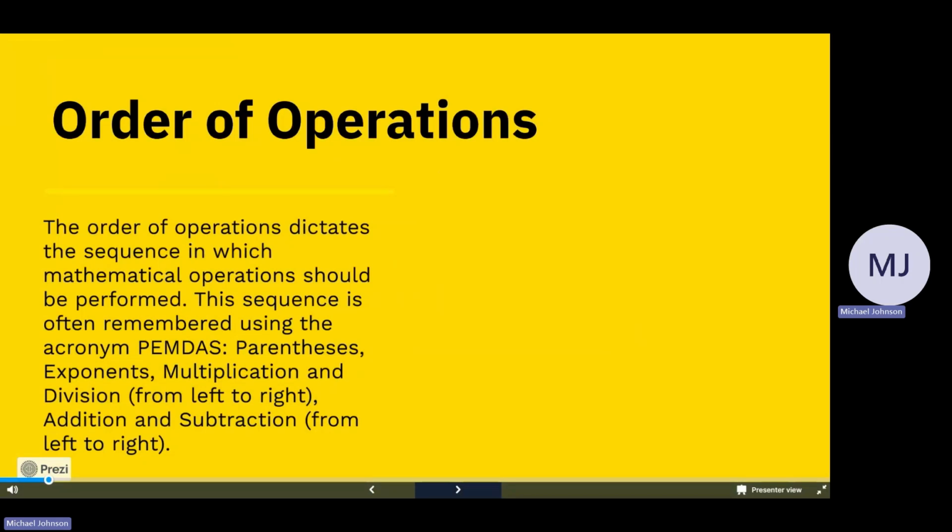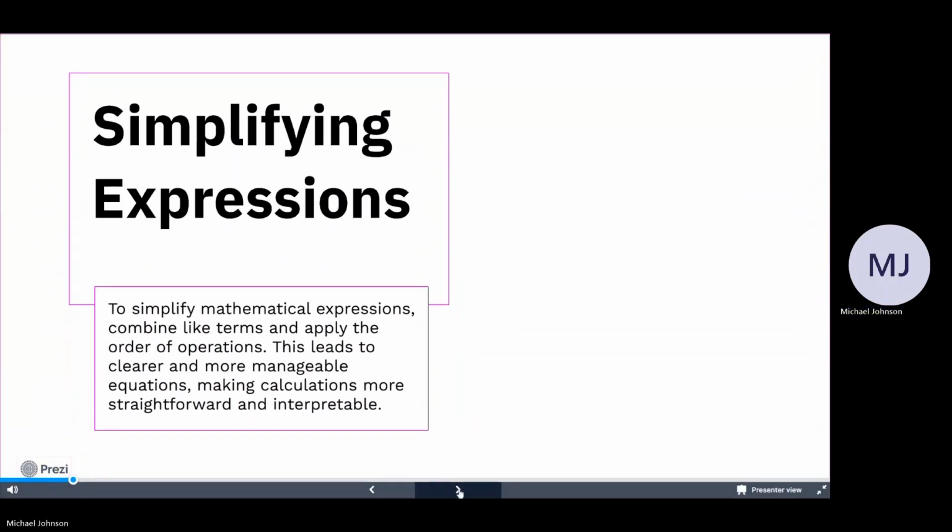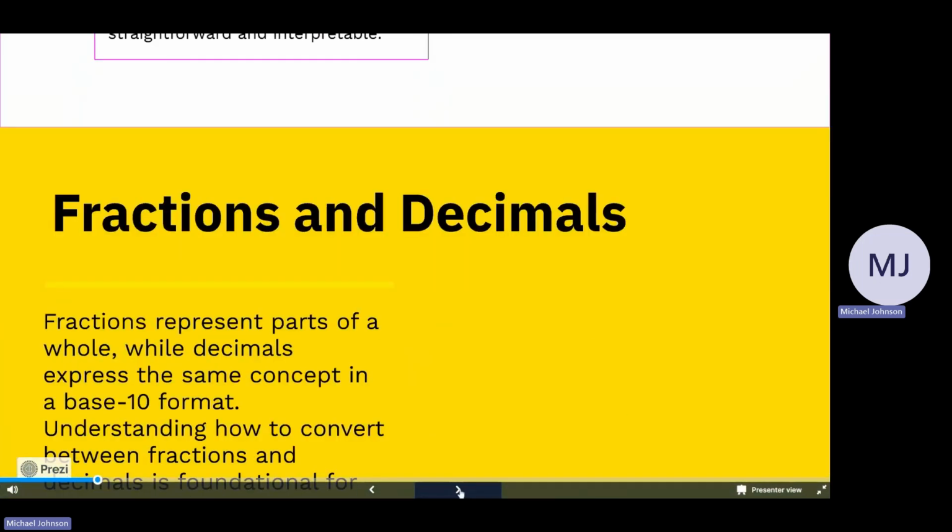So parentheses come first, so you have to do whatever's in the parentheses first, then exponents, then multiplication, then division, then addition, then subtraction. To simplify mathematical expressions, combine like terms and apply the order of operations. So like I said, parentheses first, and then exponents, then multiplication, then division, then addition, then subtraction. This leads to clearer and more manageable equations, making calculations more straightforward and interpretable.